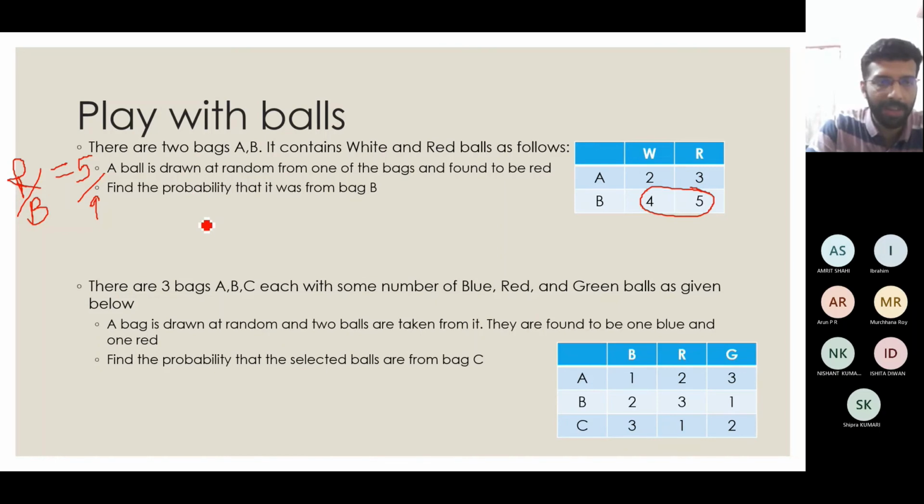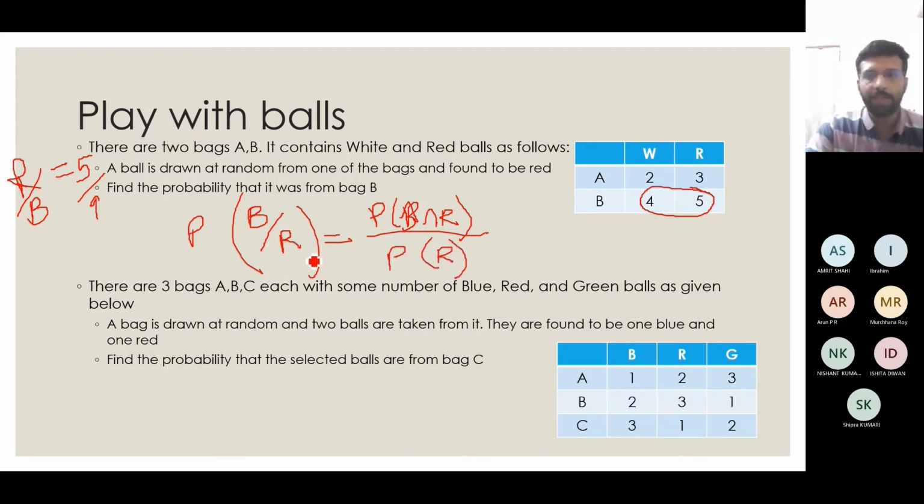Now suppose I am asked the other way around. Suppose the ball was taken from the second bag. What is the probability that it was red? In this case, if you go the same way, then I want the probability of B intersection R divided by the probability of R.